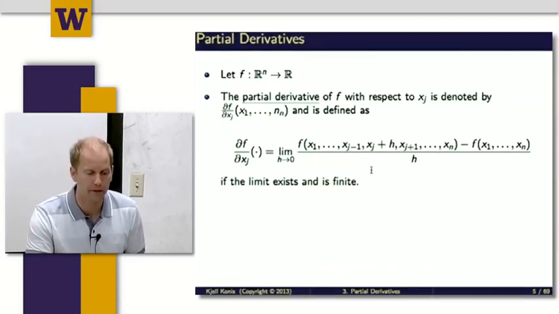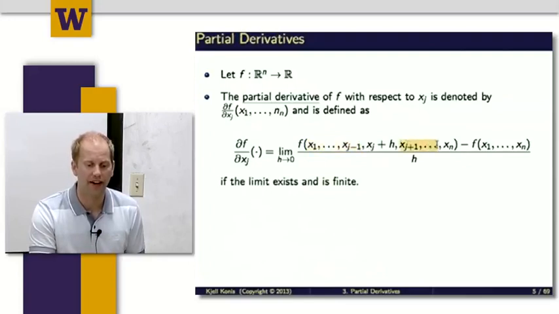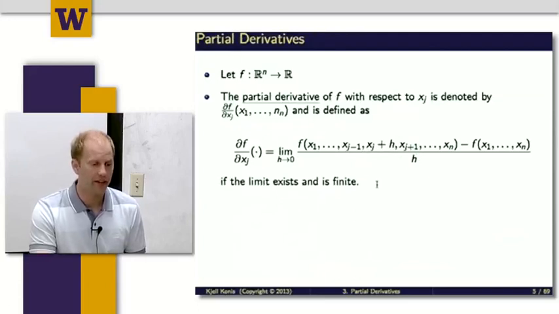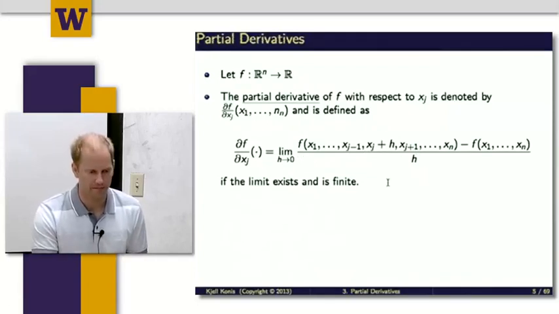If you look closely, all I'm doing is treating everything except for x sub j as if it were a constant. So I'm leaving those the same. And then on the one variable I'm interested in, x sub j, I'm going to use the definition of the derivative on that one particular piece. So I'll add h to that, and then subtract our initial point, which is the point where I'm trying to find the derivative. Then I divide by h, and take the limit as h goes to 0. And we say that this has a derivative if this limit exists and is finite.